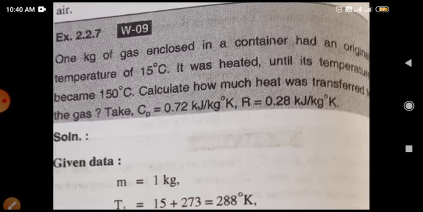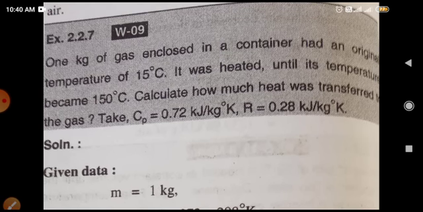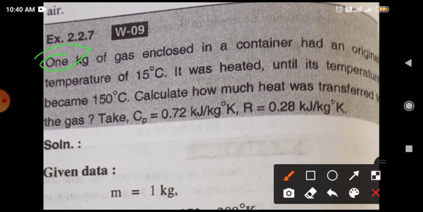Now let's take another problem in which 1 kg of gas enclosed in a container had an original temperature of 15 degrees Celsius. Keep in mind the given data: the gas is 1 kg, enclosed in a container, and the original temperature is T1. Now it was heated until its temperature became 150. That quantity is T2. Calculate how much heat was transferred to the gas.